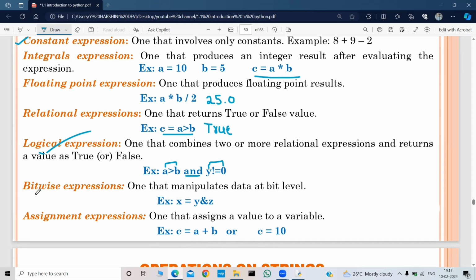And next, bitwise expression. Bitwise expression means it mainly works on bits, zeros and ones, one that manipulates data at the bit level. So if the output is based on manipulating the bits, then that was a bitwise expression. And assignment expression, one that assigns a value to a variable. If you see here, we assign a plus b to c. So this is an assignment expression.